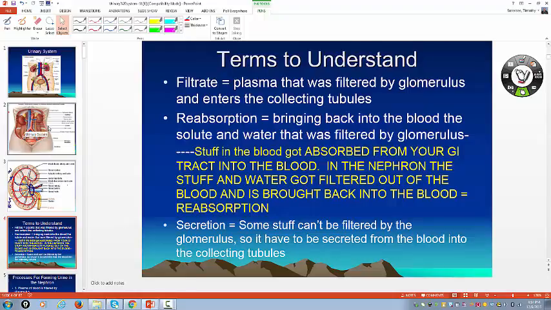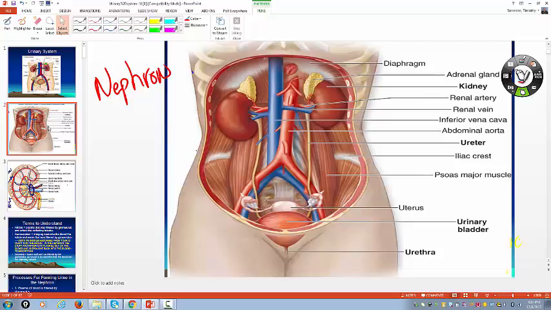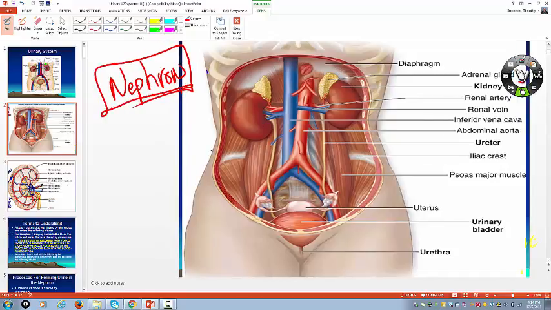Okay guys, here we go. Today what I'm going to do is talk to you about the functional unit of the kidney. And the functional unit of the kidney is the nephron. But before I begin, what I want to do is just give you a basic overview of the urinary system.